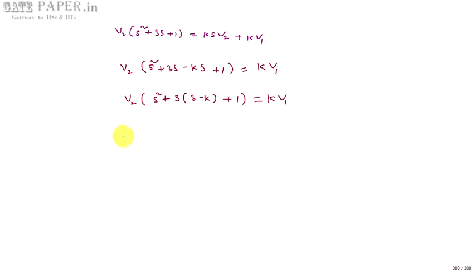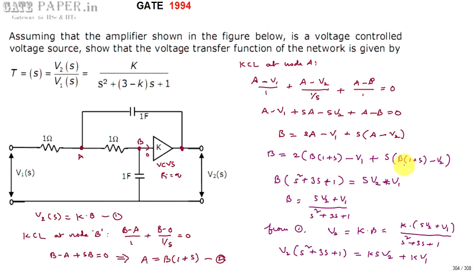The voltage gain, otherwise the transfer function, is V2 of S divided by V1 of S, which is equal to K divided by (S square plus (3 minus K) times S plus 1). This is the required transfer function for the given question. So this has been proved. Thank you.